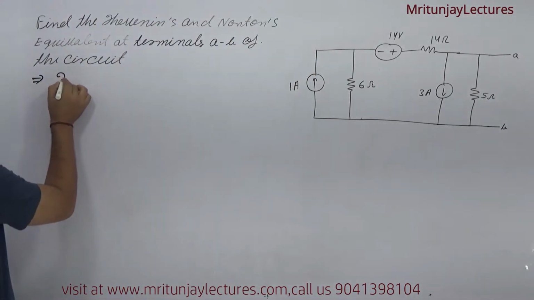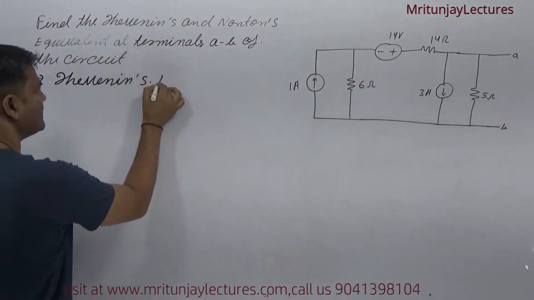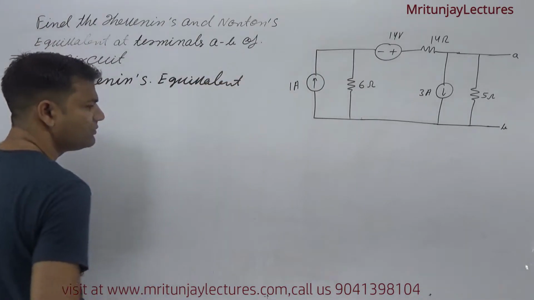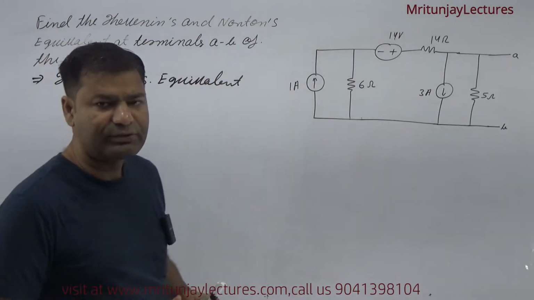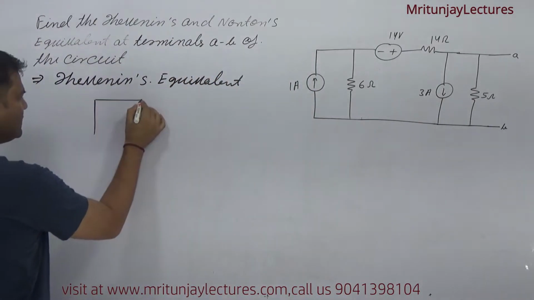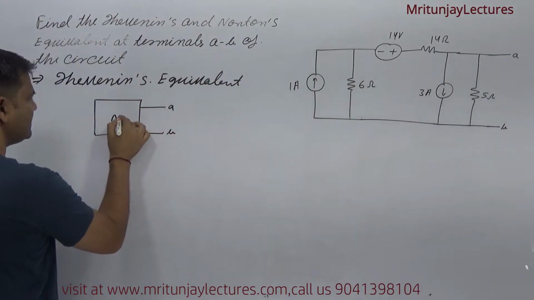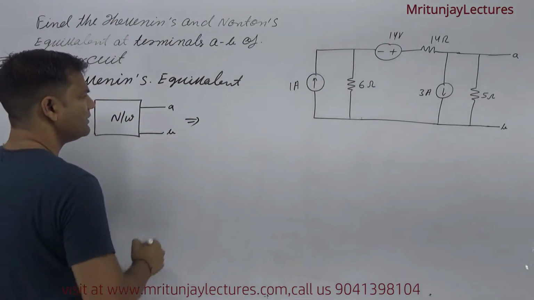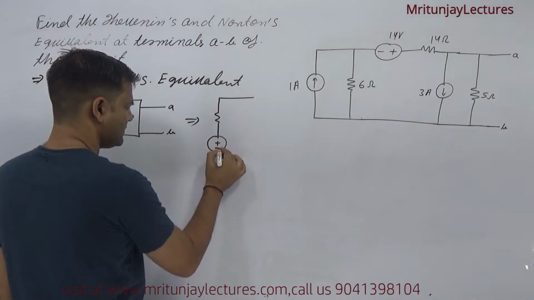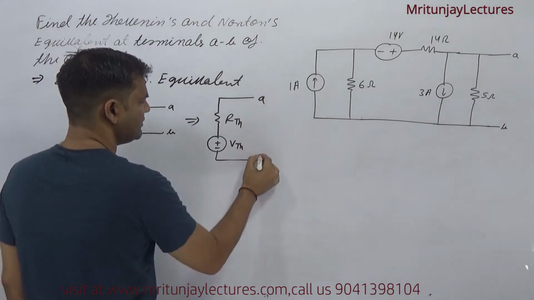We are focused on the Thevenin equivalent. I know that according to the Thevenin equivalent theorem, a linear bilateral network can be represented at any terminal AB, that is A and B, by RTH and VTH across AB.